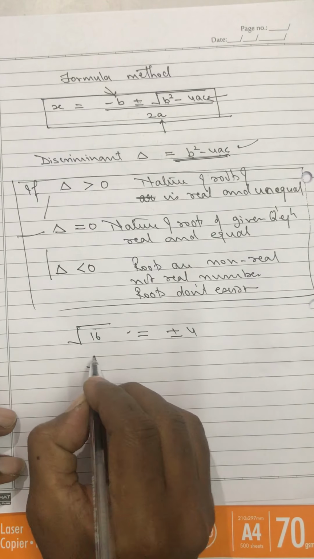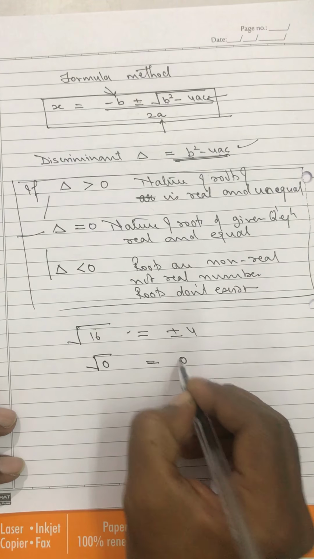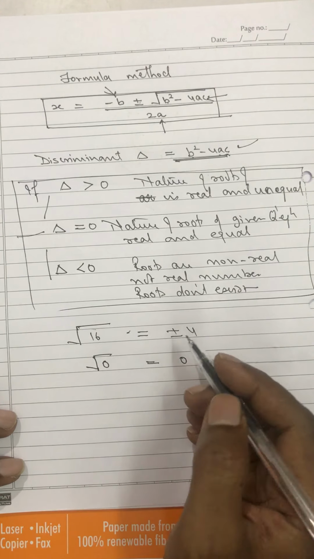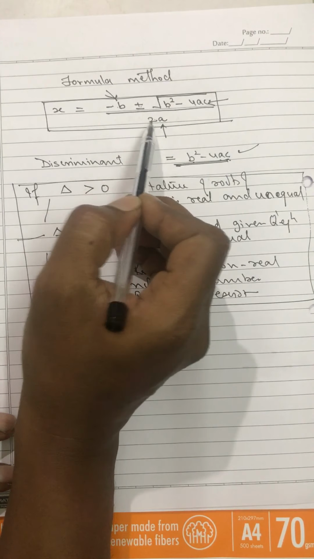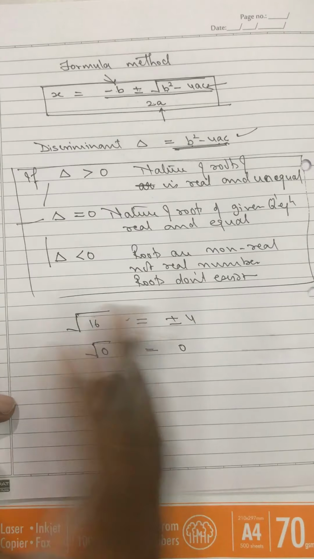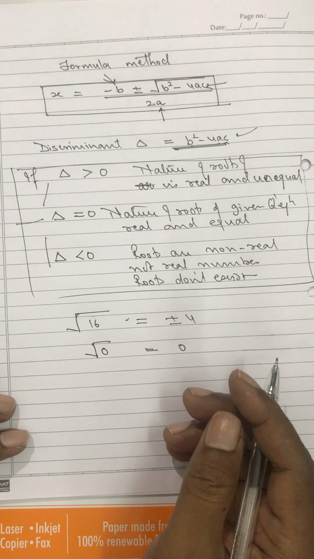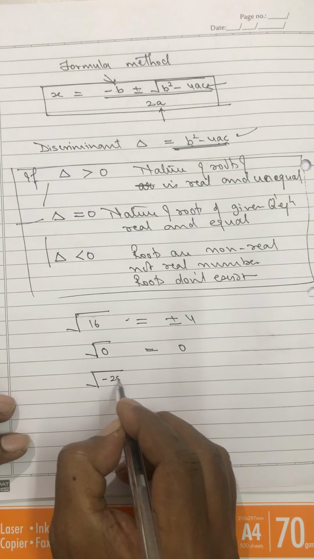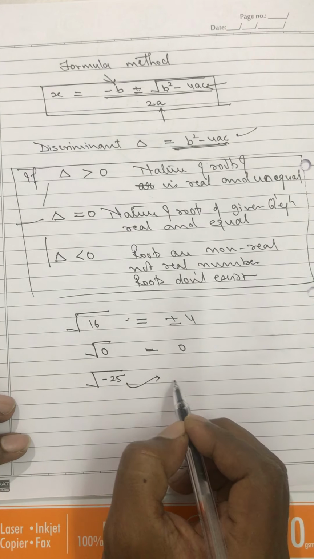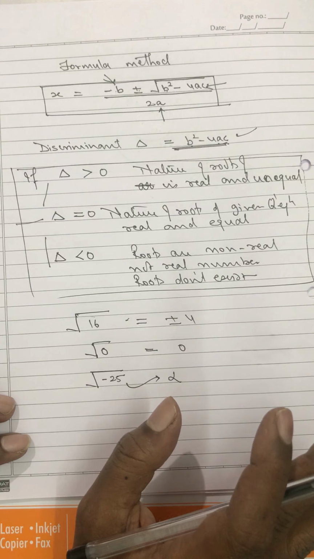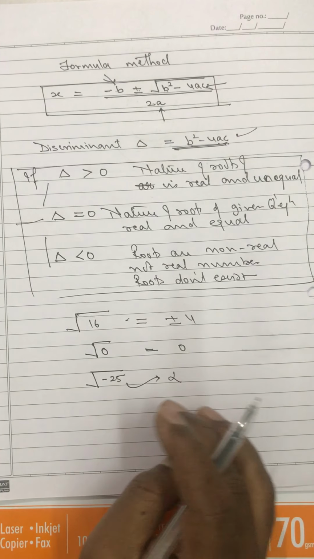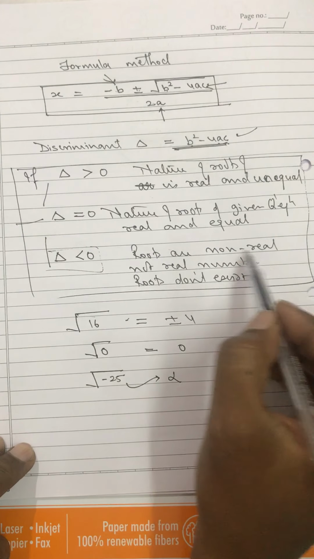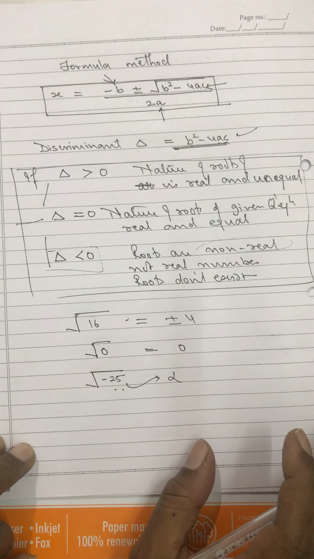And if we have 0, the square root of 0 will be 0, so eventually you will have only one value, but still you will have to specify it as two different roots having the same value. But when the radical is less than 0, means there is a negative number inside the radical, remember, the square root of a negative number is not possible. So when the discriminant is less than 0, we say these are non-real numbers. This number doesn't exist.